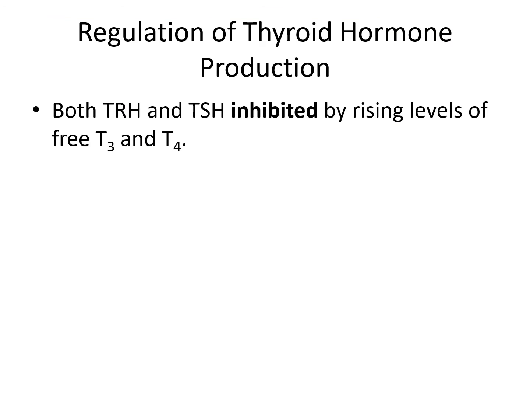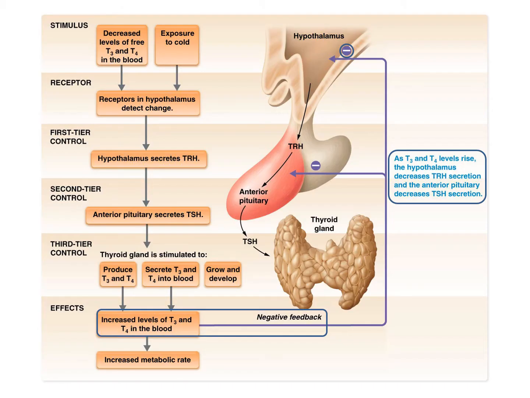Now, as we mentioned, negative feedback plays an important role in many hormones, and it's no different with thyroid hormone. Both thyroid-releasing hormone and thyroid-stimulating hormone are inhibited by rising levels of T3 and T4. So as free T3 and T4 increase, TSH and TRH are inhibited. Here we see the negative feedback, not only at the level of the pituitary, but also at the level of the hypothalamus.